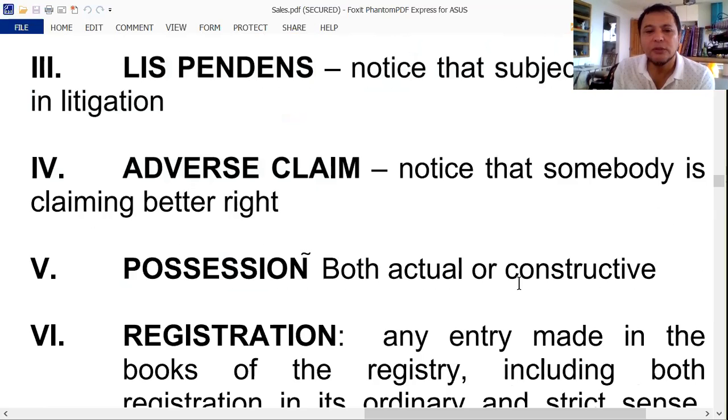These are definitions, no? Possession could be actual or constructive. So actual if you are already in the property or you're holding the property, or constructive meaning you are not in the property but they're holding the title, so that's constructive. Or your name is the one registered in the registry of deeds.